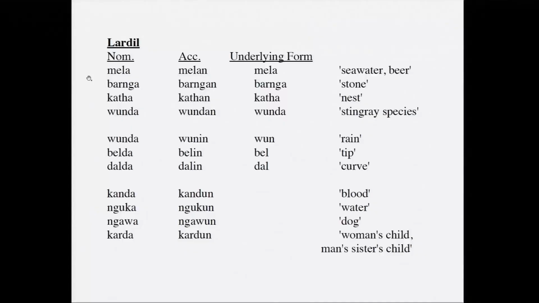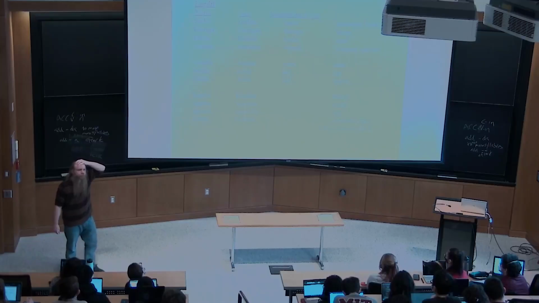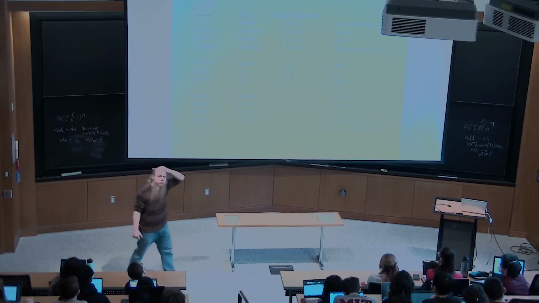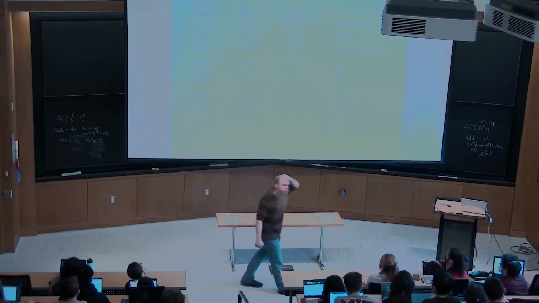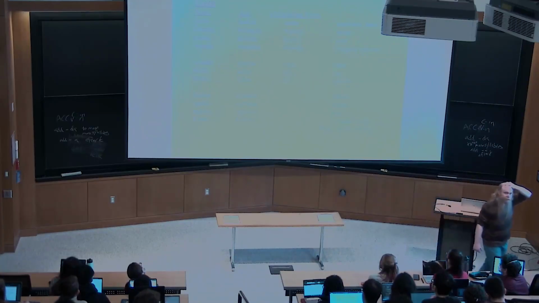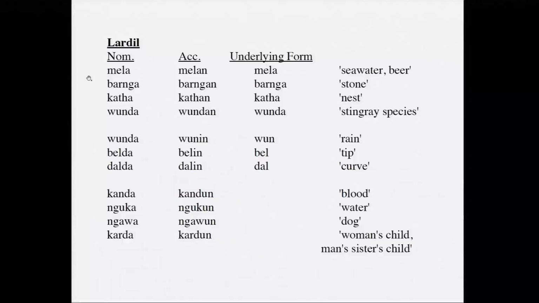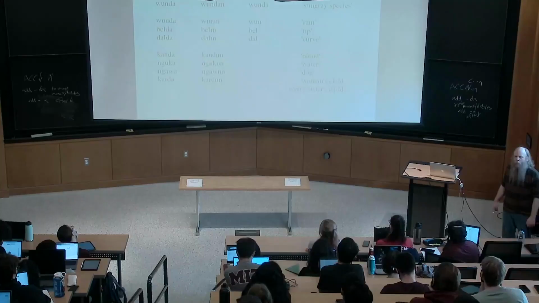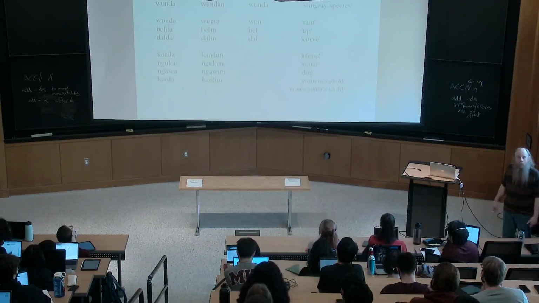So the accusative of kanda is kandun, which it shouldn't be, right? It should be kandan if it were going to be anything. Do we want the underlying form to be kan? No, right? If the underlying form were kan, what would the accusative be? Kanin, yeah, and it's not, it's kandun. So we need another rule. What's the new rule going to say?